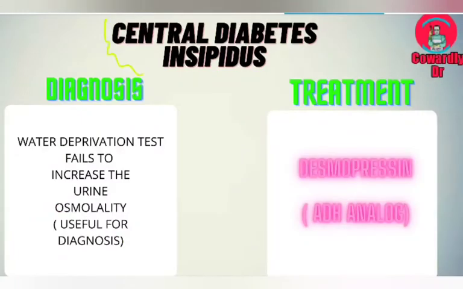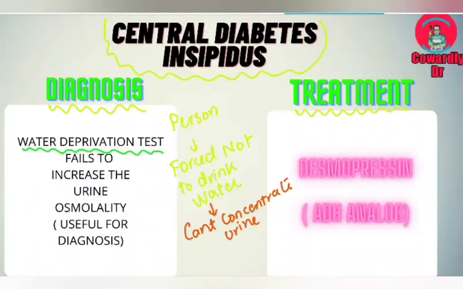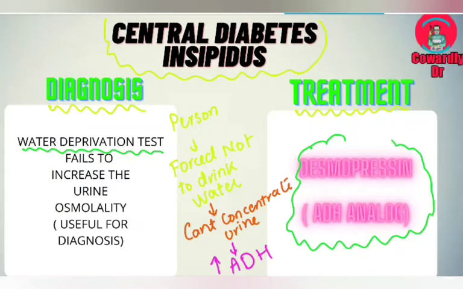Now moving on to the diagnosis as well as the treatment of central diabetes insipidus. For the diagnosis, we use a special test known as the water deprivation test. For example, if a person is forced not to drink water, he can't concentrate the urine. This person won't be able to concentrate his urine. Why? Due to deficiency of ADH hormone. For the treatment, we use a drug known as desmopressin. This drug is an ADH analog.